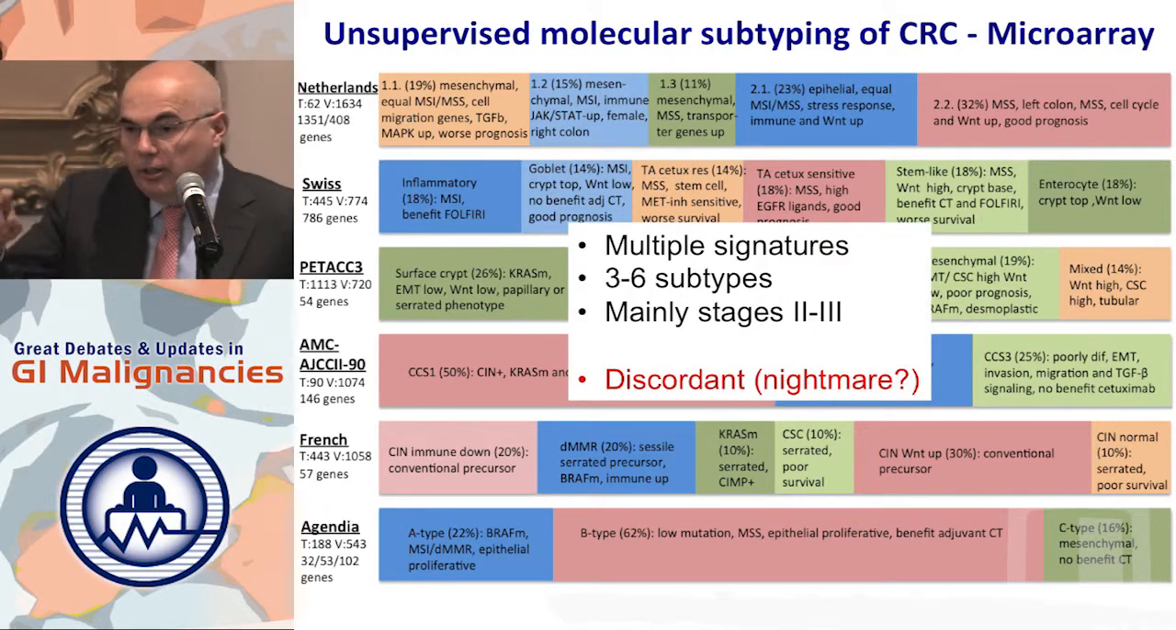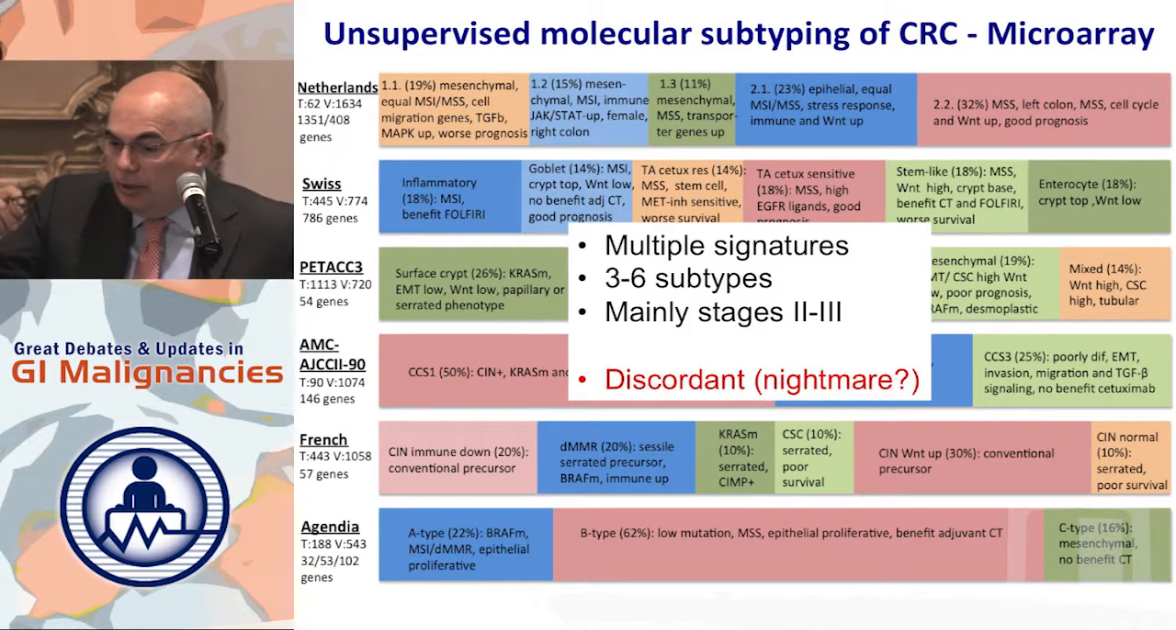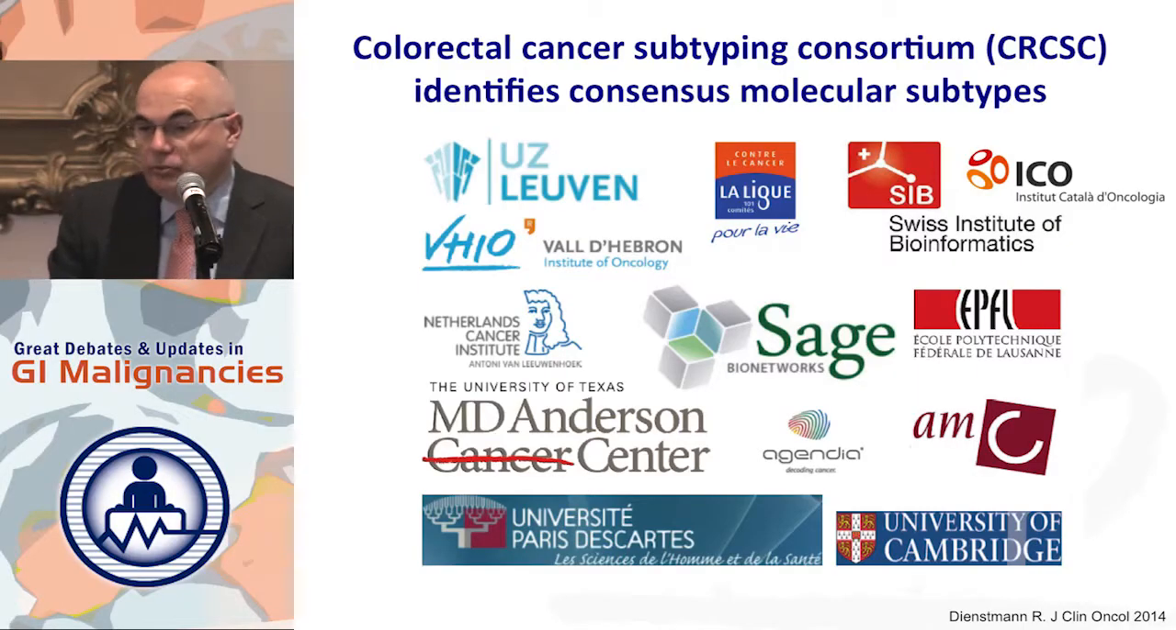Actually, you can see that in these different signatures, there are some groups that provide 3 different subtypes, some others provide 6 different subtypes. You may think that this is really discordant, completely a nightmare. We also have to realize that most of these samples came from stage 2 and stage 3.